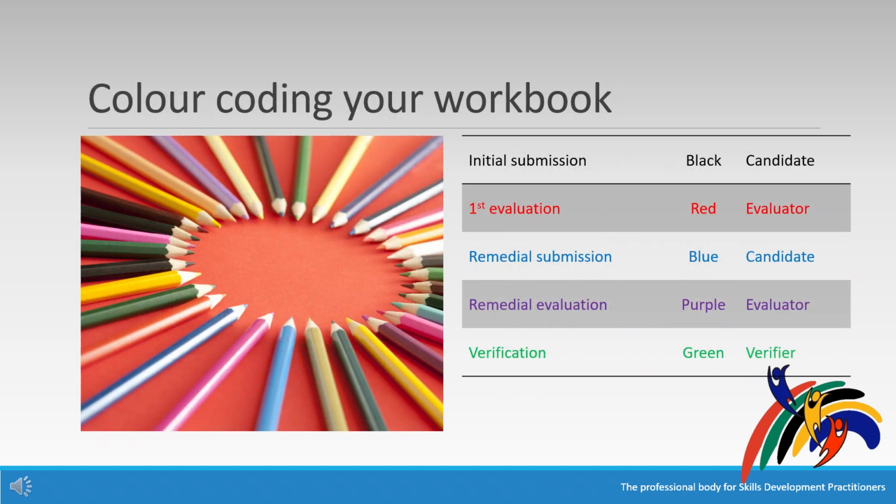As you will be using your workbook, and the evaluator will also be working on your workbook, we use a color coding convention to indicate who is doing what and at what stage the process is. So your initial submission in your workbook, you will use black ink. When the evaluator does the first evaluation, they will be using red ink. If you need to do a remedial submission, please change your font color to blue. Then the evaluator will complete their remedial evaluation using purple, and then it will go to the verifier, and the verifier's work is completed in green ink.